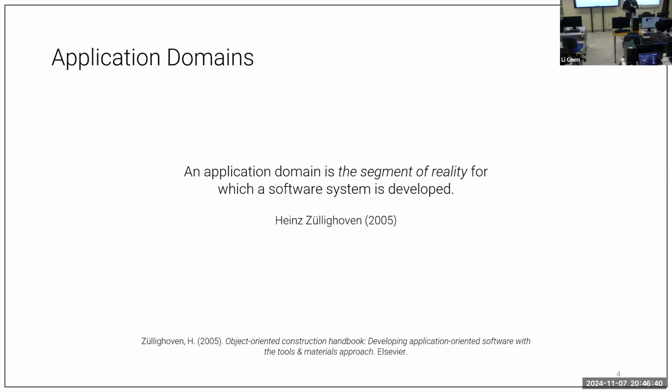So next, we will talk about application domain. So what is an application domain? An application domain is the segment of reality for which a software system is developed. Okay. So it's about reality. It's not about something virtual or something imaginary, right? So something in reality. So for example, a business model, right? So this is something that is quite real for you, right?